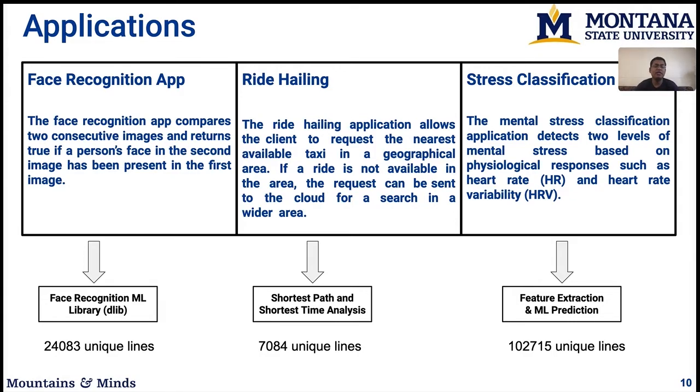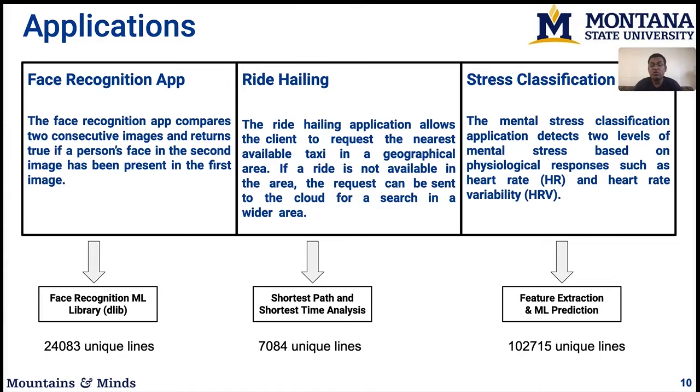Another one is stress classification, where we classify mental stress based on human physiological signals. We extract features from the signals, such as heart rate variability, and then using a machine learning model, we predict stress or no stress.